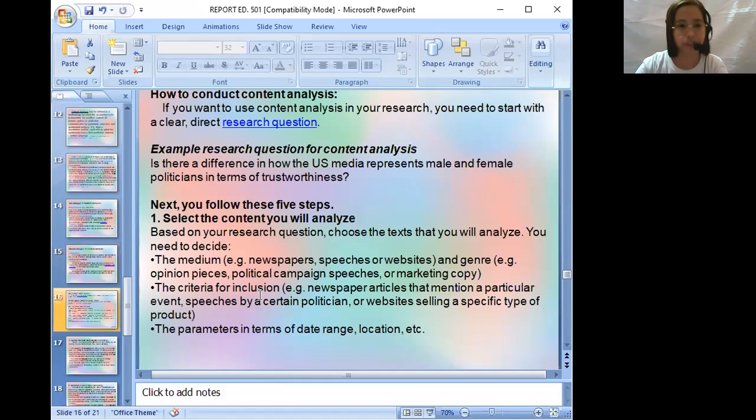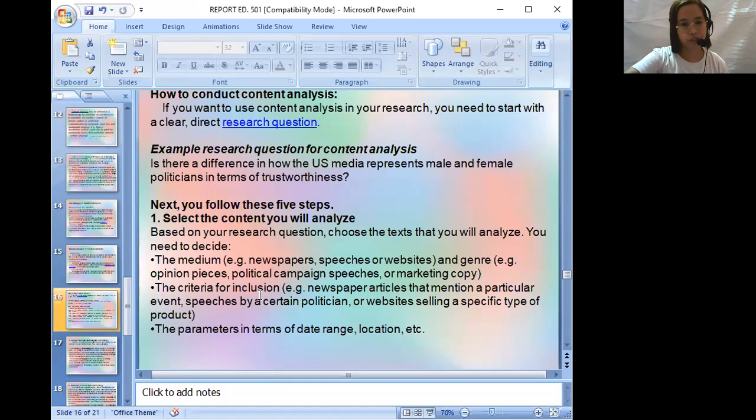16th. Okay, so how to conduct content analysis. If you want to use content analysis in your research, you need to start with a clear, direct research question. That's, I think, very important. Example research question for content analysis is like this. Is there a difference in how the US media represents male and female politicians in terms of trustworthiness?